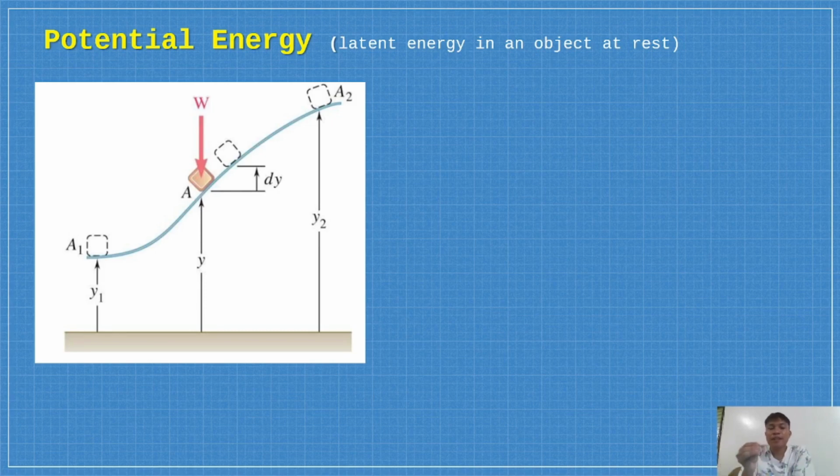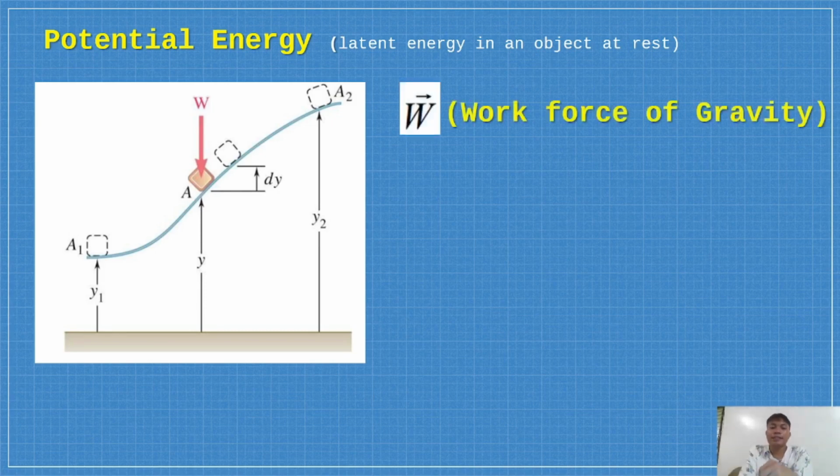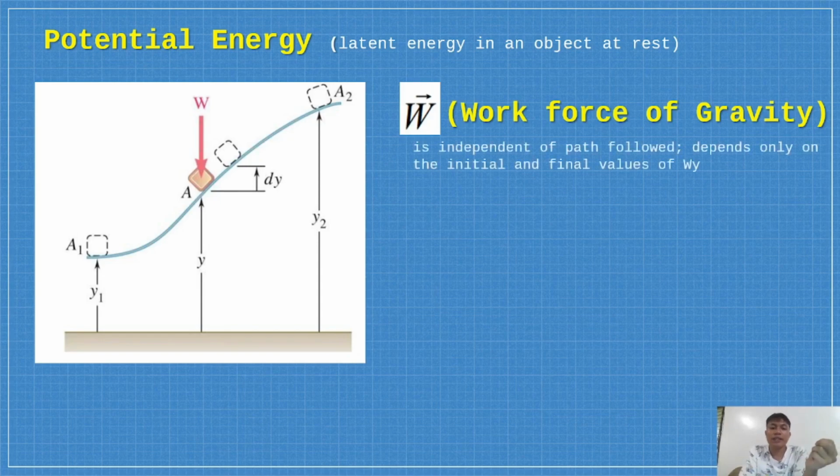Kung saan yung path niya. Here, it's not the case. So, W with an arrow is the work of the force of gravity. Now, it is independent of the path followed. It only depends on the initial and the final values of our weight with respect to the y-axis. So, Vg is equal to Wy.